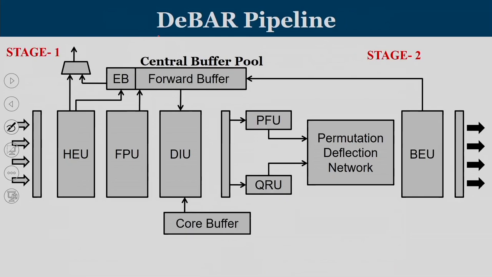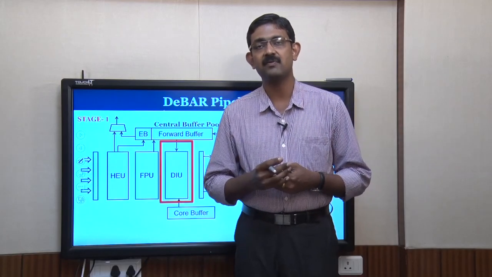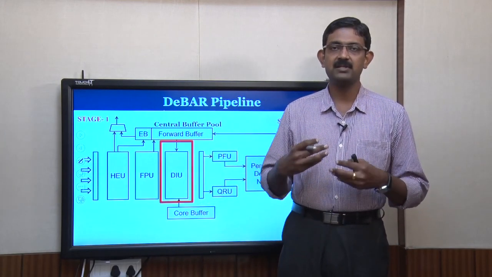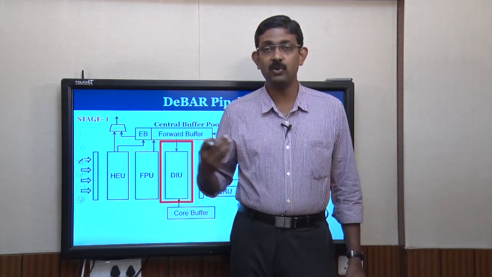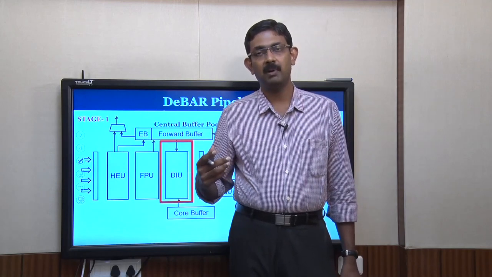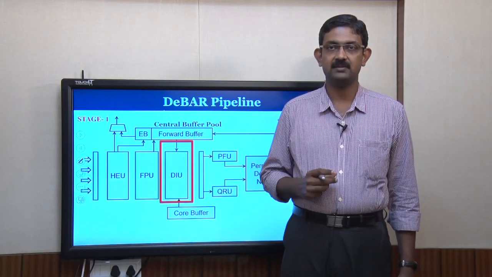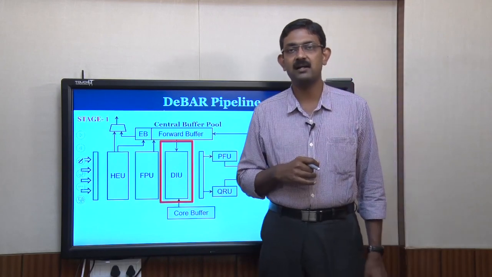Now, let us try to understand the role of the dual injection unit. One of the problems with the MinBD design was that when the flit in the side buffer is waiting to enter the router pipeline, it may suffer from a problem called starvation. So, what is starvation? Starvation happens when you have a flit waiting at the front of the side buffer to enter the router pipeline, but all the inputs of the router are carrying valid flits. So, the input ports are not idle.